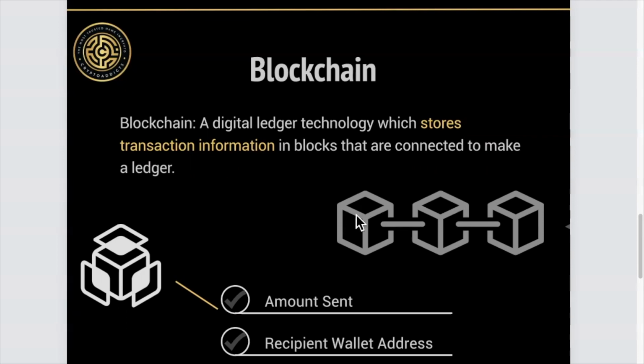And the blocks are just pieces of transactional information that get stored together. And then when they all link up, it creates a chain called the blockchain, which is a digital ledger that contains all of the transaction history.